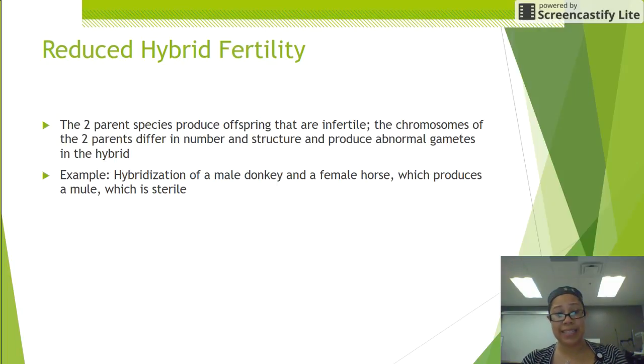Hybrid fertility, this is like the mules. You have a donkey and a horse, they produce a mule, but mules cannot reproduce. They are sterile, so therefore they have no fertility. So they are different species because they can't successfully reproduce more than one generation.